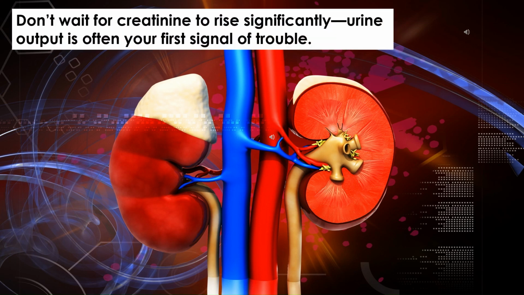Early recognition and intervention are key. Don't wait for creatinine to rise significantly. Urine output is often your first signal of trouble. Decreased urine output is an earlier and more sensitive indicator of potential kidney problems than a significant rise in creatinine levels. In other words, monitoring urine output is crucial for detecting early signs of kidney injury or dysfunction, even before creatinine levels become noticeably elevated.